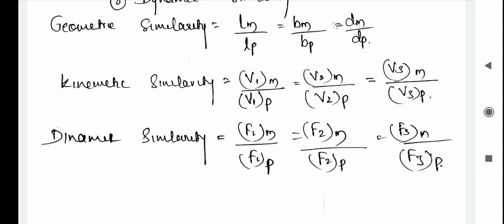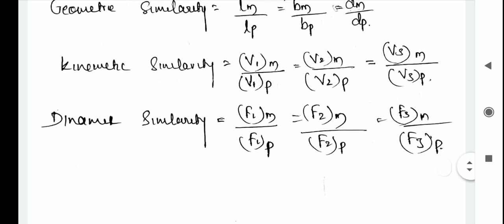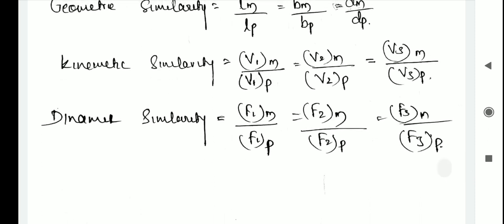Dynamic similarity is said to exist between the model and prototype if they are geometrically and kinematically similar, and the ratios of the corresponding forces acting at corresponding points are equal. It is given by F1m/F1p = F2m/F2p = F3m/F3p.